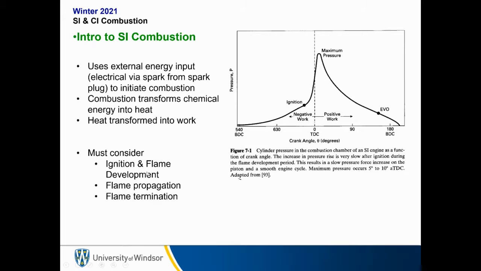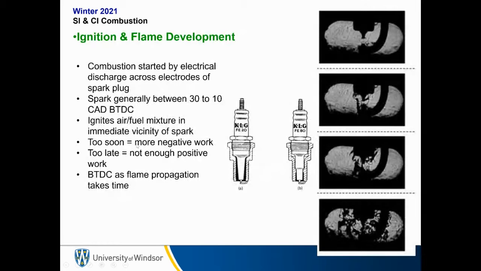So when we have spark ignition, there are really three things that we have to consider. Ignition and flame development, that is the initial starting. We need to worry about flame propagation and then flame termination. So, ignition and flame development. As we said, combustion is started by an electrical discharge across the electrodes of a spark plug. So we need a spark plug to start off the whole process.